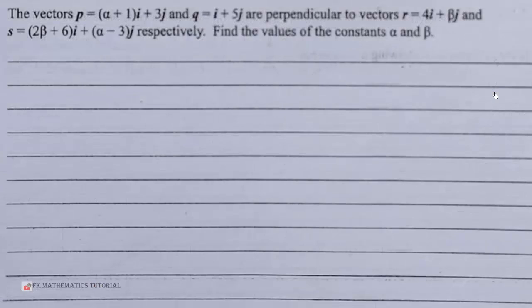Question number 7. The vectors P equal alpha plus 1 i plus 3j, and Q equal i plus 5j are perpendicular to vectors R equal 4i plus beta j, and S equal 2 beta plus 6 i plus alpha minus 3 j respectively. Find the values of the constants alpha and beta.